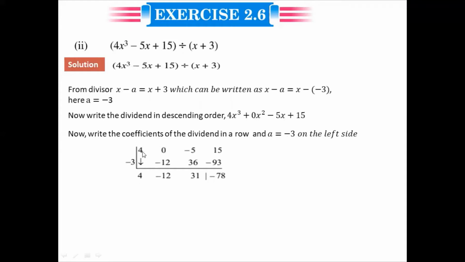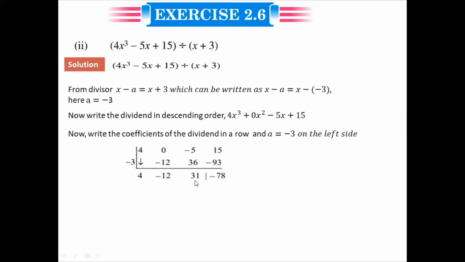Now we take 4 as it is under this horizontal line. Now we multiply this 4 with minus 3, we have minus 12, and we write this minus 12 under this 0. So when we add these numbers, we have minus 12. Again we multiply this minus 12 with minus 3, we have plus 36, and we write 36 under minus 5. And when we add these two numbers, we have 31.